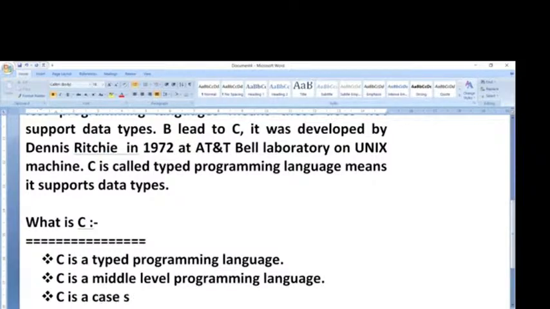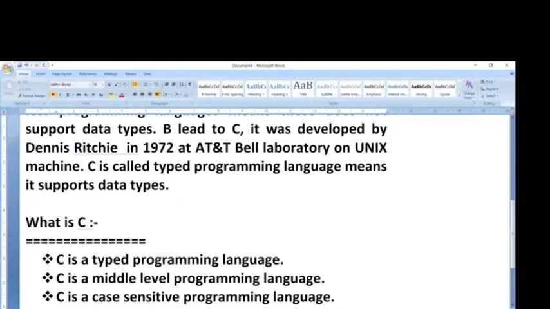C is a case sensitive programming language. Case sensitive means in C language, small a and capital A are different. Both are not the same. It will identify the case, whether it is lower case or upper case, easily. So uppercase and lowercase letters are treated differently, so it is called a case sensitive programming language.